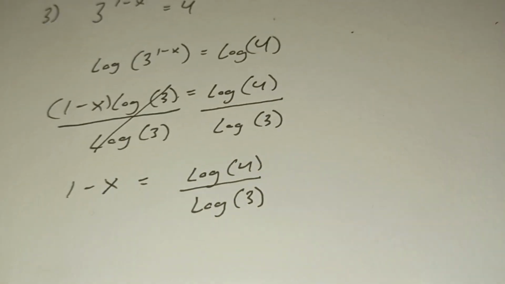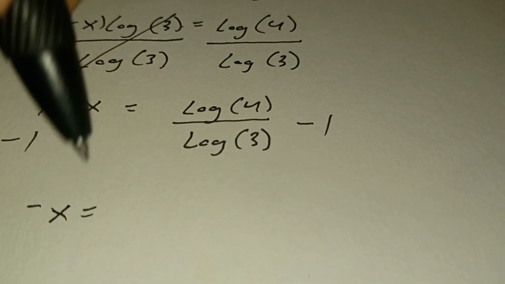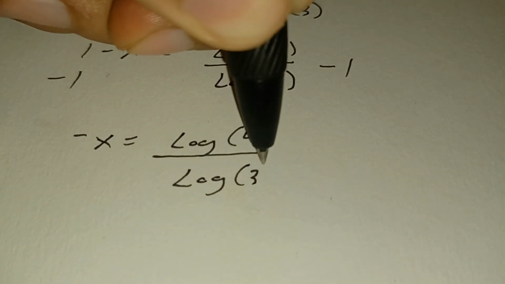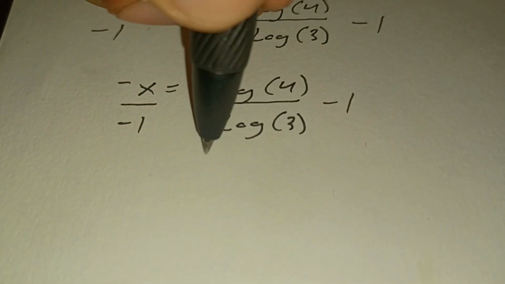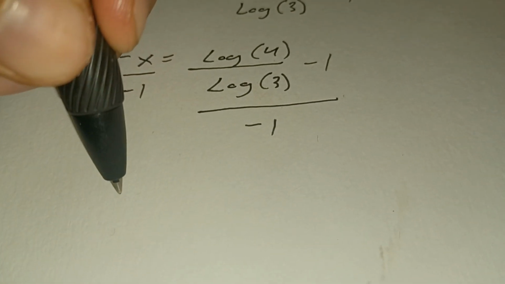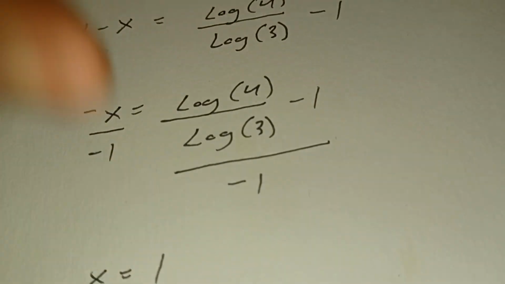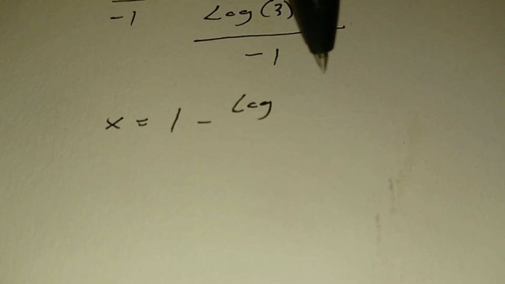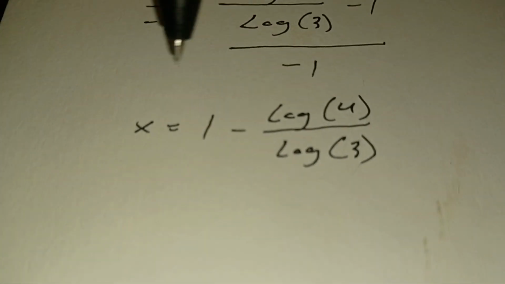Just like that. And now we obviously want to leave x by itself. We'd subtract the 1 from both sides. So this is negative x is equal to log of 4 over log of 3 minus 1. And we cannot have a negative x, we want a positive x. So we divide both sides by negative 1 to cancel out that negative in the negative x. So the solution is x equals 1, since 1 divided by negative 1 is negative 1, this is going to turn into a negative: x equals 1 minus log of 4 over log of 3. So that's going to be your answer.